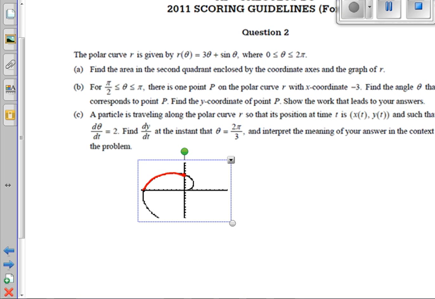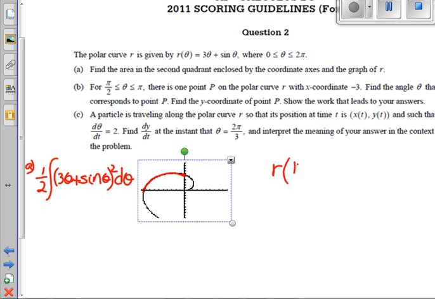Okay, so we know we have 1/2 integral of r squared. This is so easy here. 3 theta plus the sine of theta, squared d theta, and now I need my angles. And if you just look at this, you could solve for it. When is this going to be 0? Theta is going to be 0 here. What's theta here?